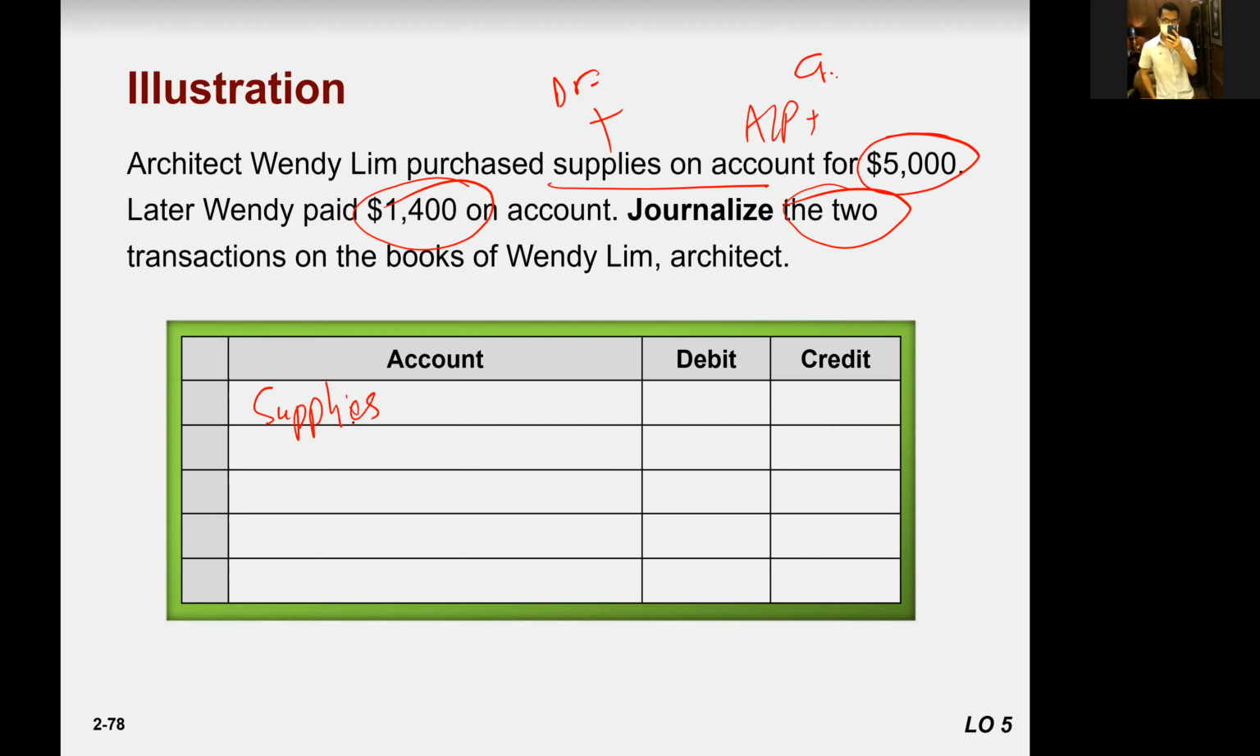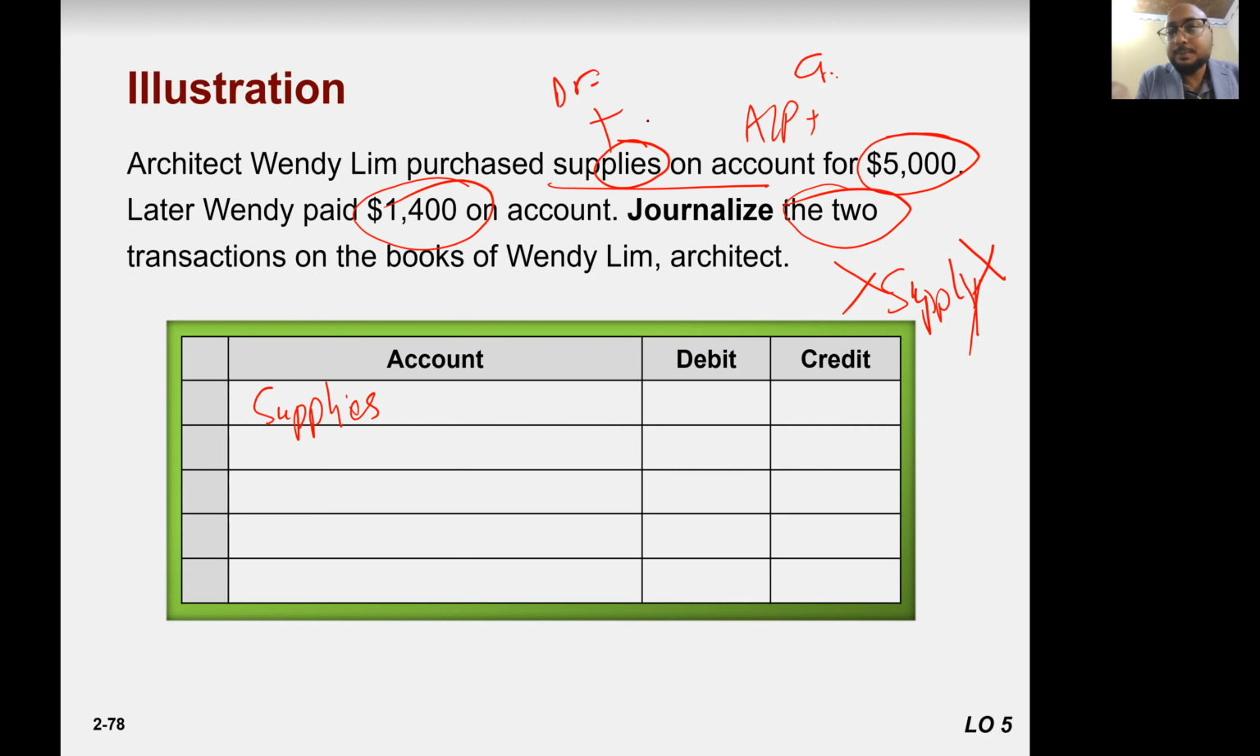Supplies to accounts payable. Some write down supply, but this is wrong. Supplies means tools, that kind of stuff which are consumed. For example, printing papers, rubber, pencils, the office stationery. These are the supplies. Accounts payable.